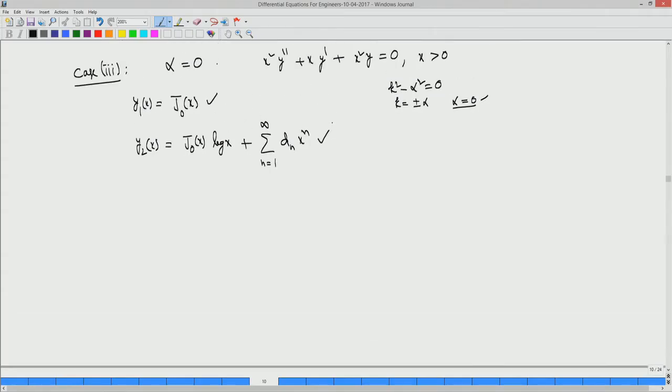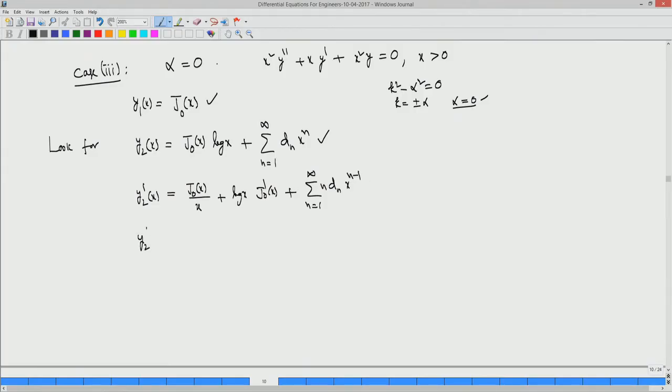So you try to substitute this form of solution into the Bessel equation. Look for y2 in this form and substitute. For that you need the derivatives. You have J naught of x by x plus log x J naught dash of x plus, if you differentiate, the sum from n equal to 1 to infinity of n dn x power n minus 1. This is the derivative.